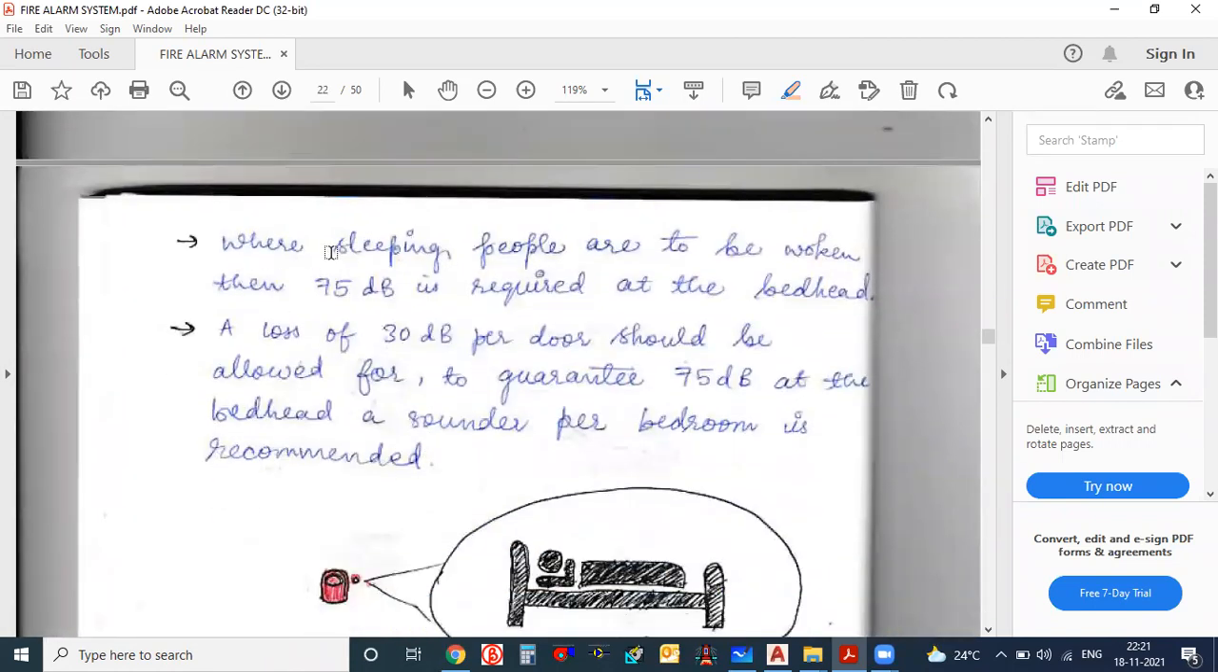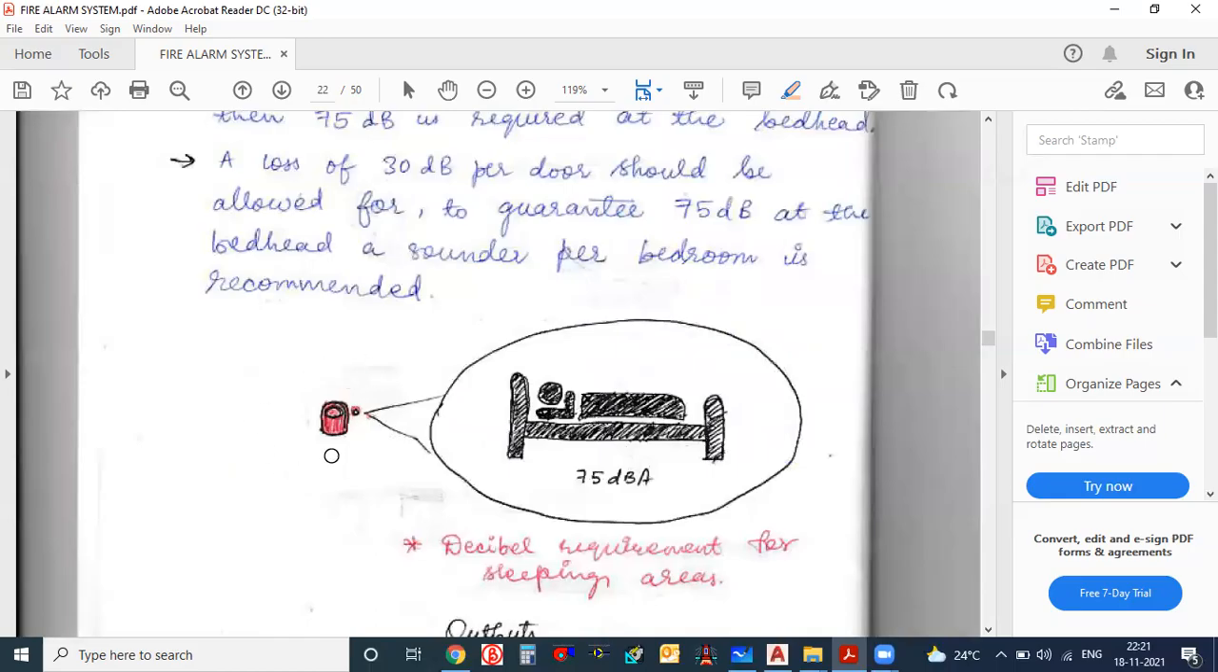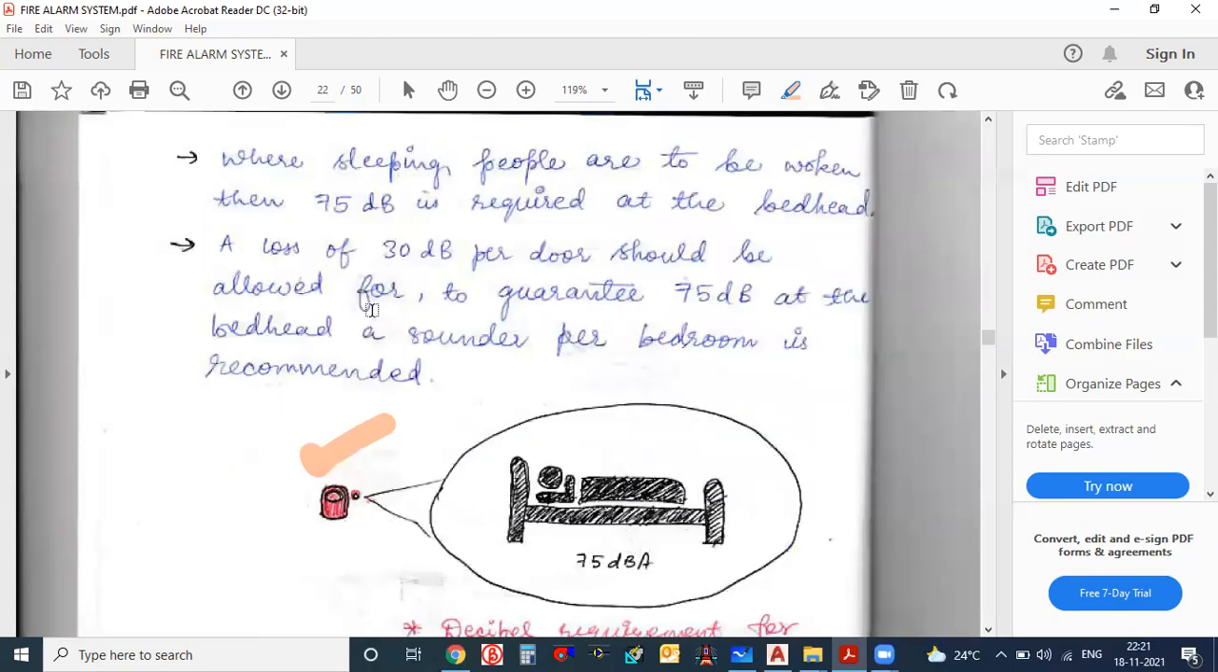Somewhere here it is written that where sleeping people are to be woken, 75 dB is required. Normally we require 65 dB, but for sleeping people just add 10 dB because they will be in a sleeping position. So whatever you are installing near the bedrooms or sleeping area should be 75 dB.